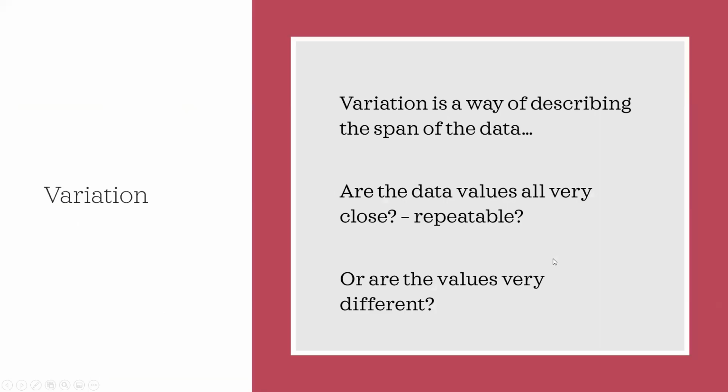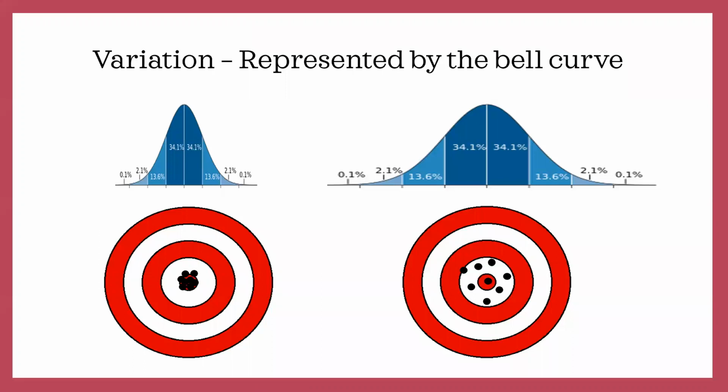Okay? So variation, so there's the center of your data, right? Variation is a way of describing the span of your data. Are they close, or is it precise data, or are they very far apart from each other? So how do we represent variation in our data, right? If we have all of them that are very accurate, we would have a bell curve that's very narrow. And if they were kind of spread apart, then your bell curve would be more wide.